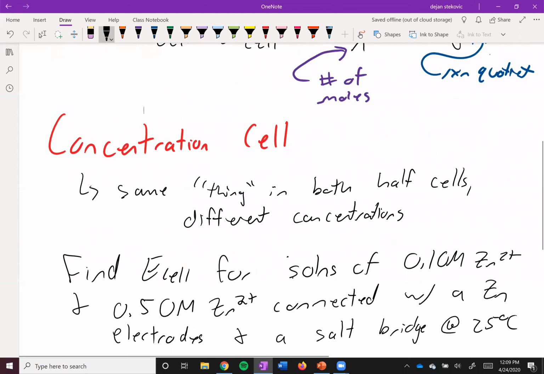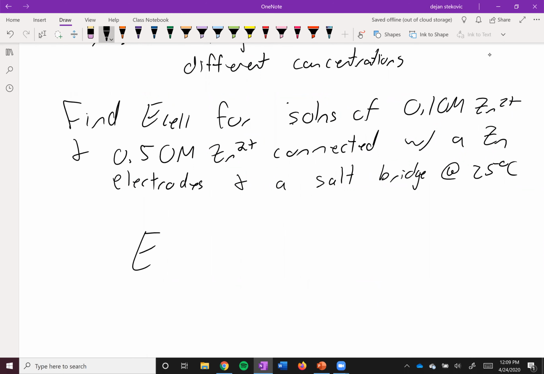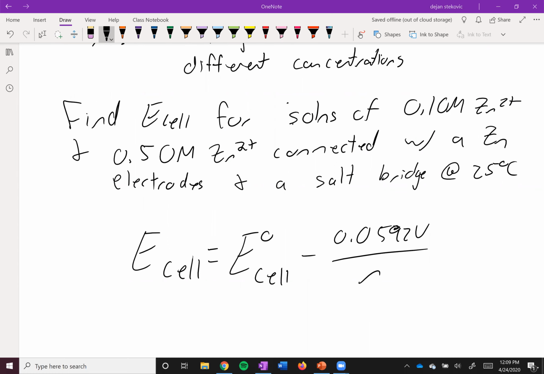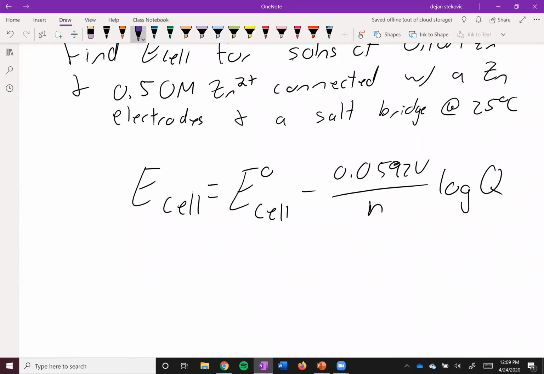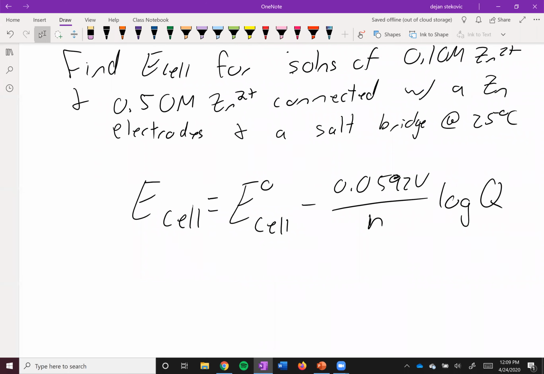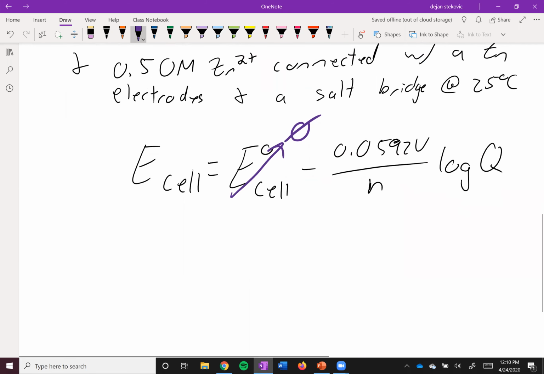Let's go ahead and copy that down here. So E cell equals E cell at standard states minus this 0.0592 volts over N times the log of Q. So think about it, we've got zinc on both sides, and so they're going to have the same cell potentials, and so it doesn't matter which way you subtract them. Overall, this is going to be 0.